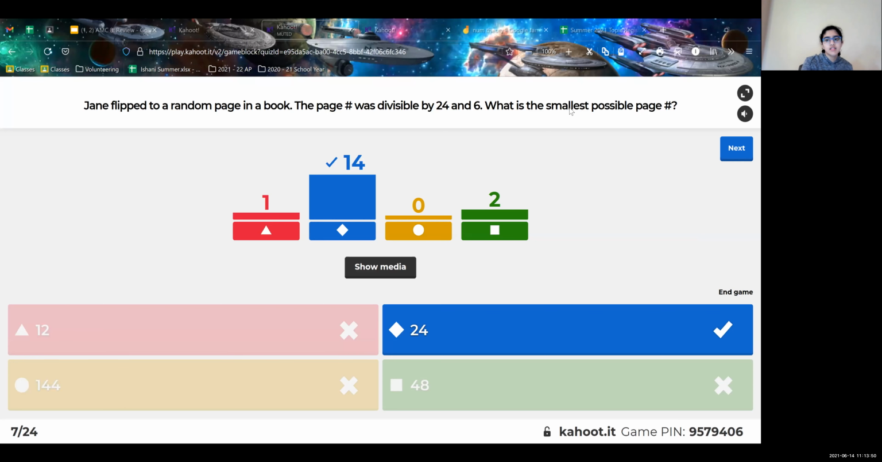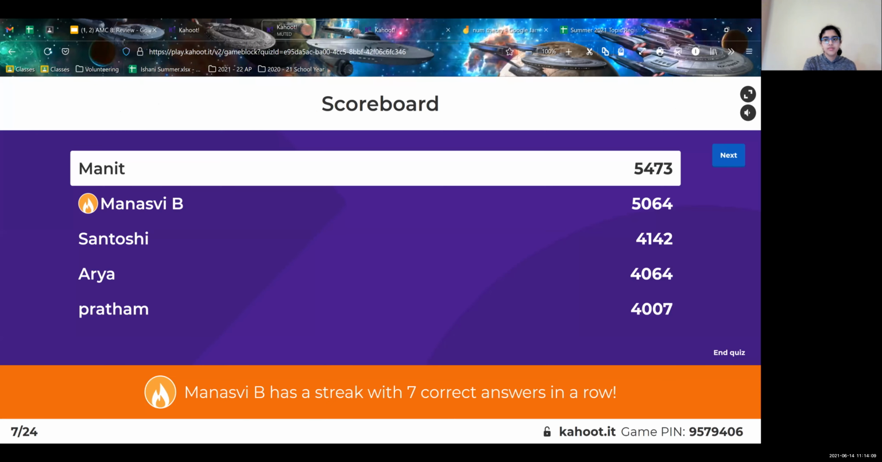Okay, so the answer is 24. I think I might have given away the answer by what I said, but yeah. Someone said 48. Again, remember the least common multiple of two numbers can always be one of the numbers. And same goes with the GCF.